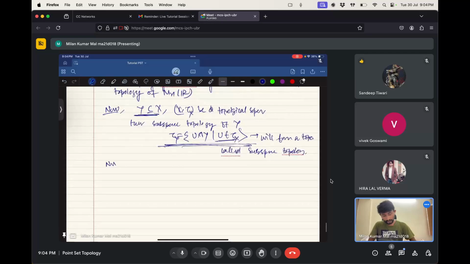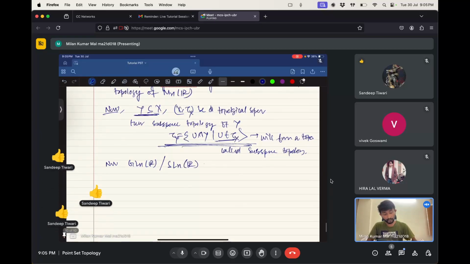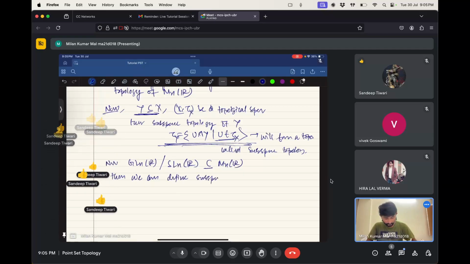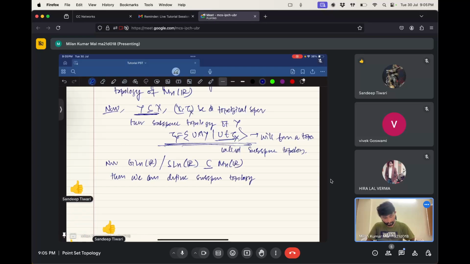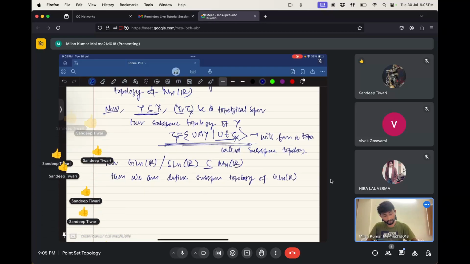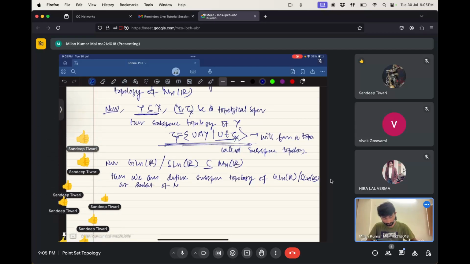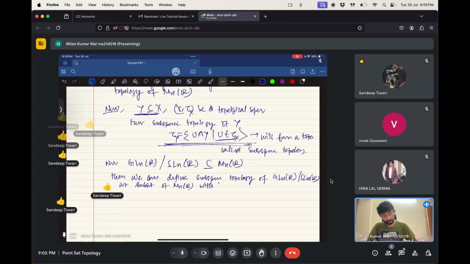Now, GLNR, I'm not giving the exact definition, you can see it somewhere. SLNR, or whatever is related to NR, is a subset of MNR. Then we can define the subspace topology of GLNR or SLNR from the main topology, as a subset of MNR with the standard topology.